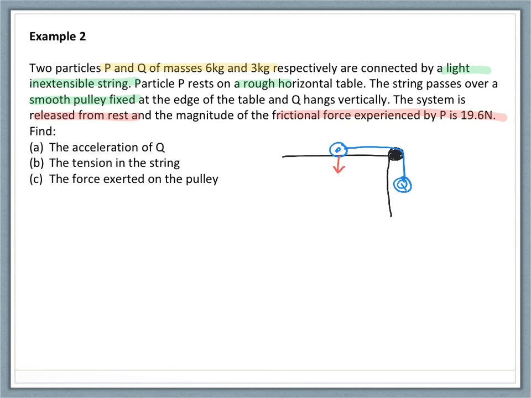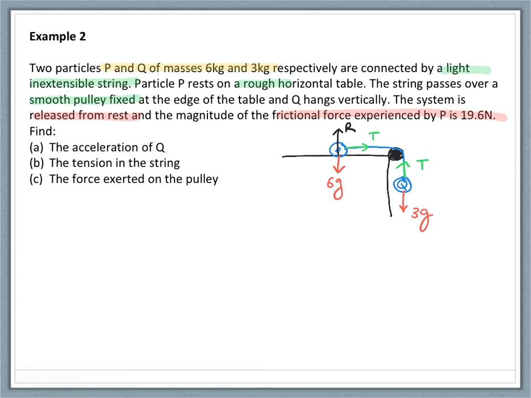Both the particles have a weight. P has a weight of 6g, Q has a weight of 3g. There will be a normal reaction force pushing up on P, the table pushing up on P here, which we'll just call R. And there will be tension in the string. There's a tension force that effectively keeps Q held upwards like that, and a tension force like that. The string is inextensible, which means that the tension is constant throughout the string. It's the same tension force acting on both P and Q.